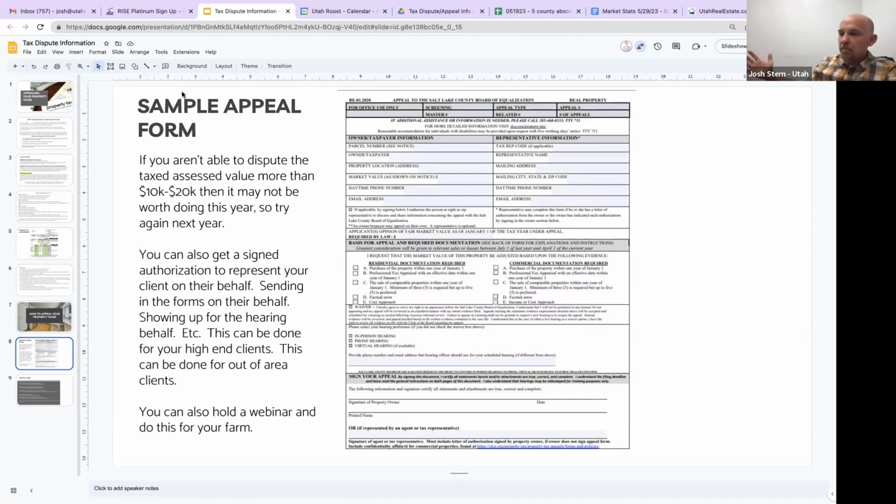Hers is a planned unit development. I don't know how many properties are in there, call it 50. The comps are going to be the same for all 50 properties. It's just going to be a different appeal form. So she's going to bat for all of her clients in a planned unit development.